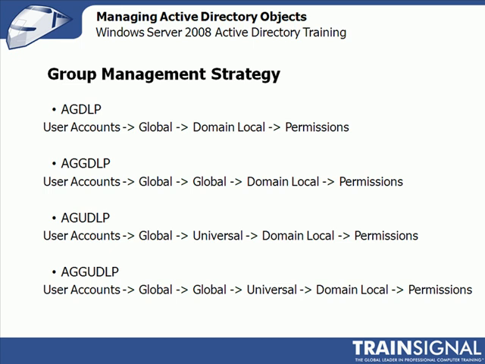We create a domain local group in the individual domain where the resources are. We then make the universal group a member of that domain local group. We then assign permissions to the domain local group.